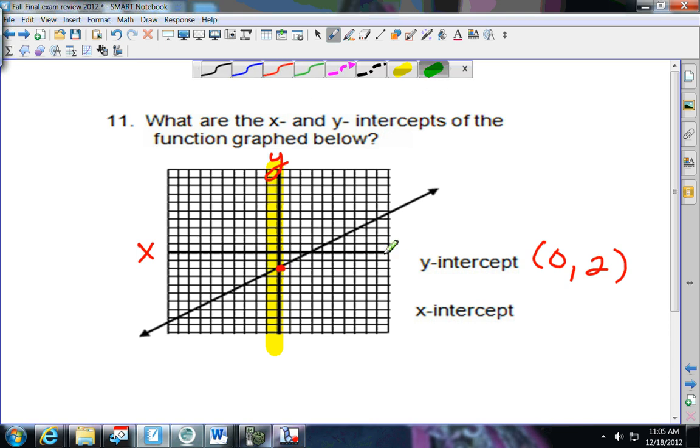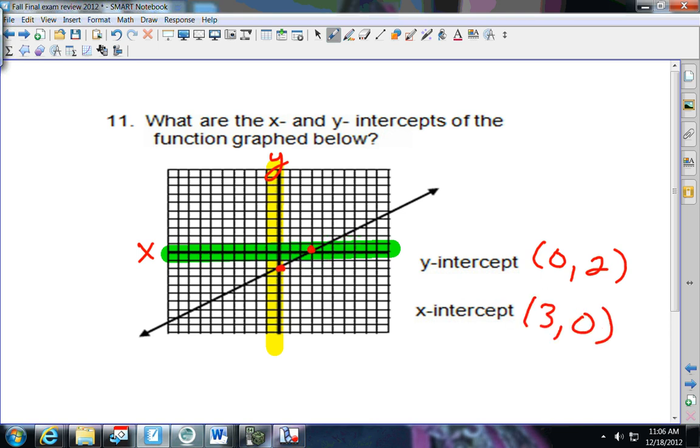Right here, here's my x. It goes this way. My x-intercept is right here, which is 1, 2, 3, which is 3, 0. Yes, sir. That's a good point. It is 0, negative 2 right there. You're right. Okay, so 0, negative 2 makes a big difference.